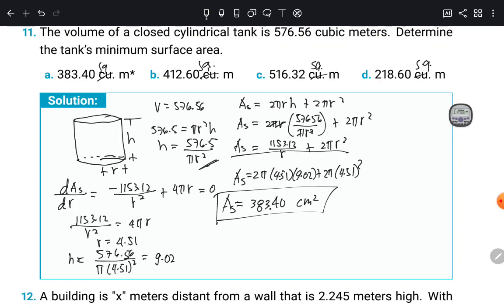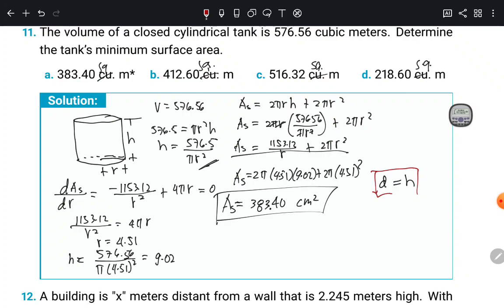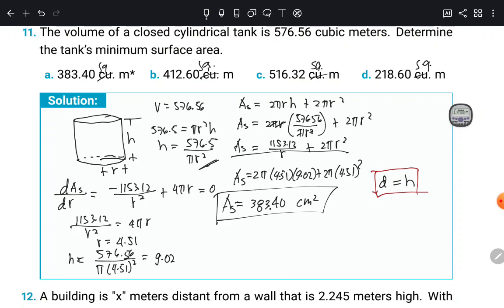And if you want again a shortcut, a formula for a closed cylindrical tank, for it to have the minimum surface area, the condition is you just equate the diameter of the base circle to its height. You can just make the diameter equal to the height of the cylinder, then the surface area will be minimum. Or in other words, we can also use the radius: twice r is equal to h, or r will be equal to h over 2, or half of the height is equal to the radius.